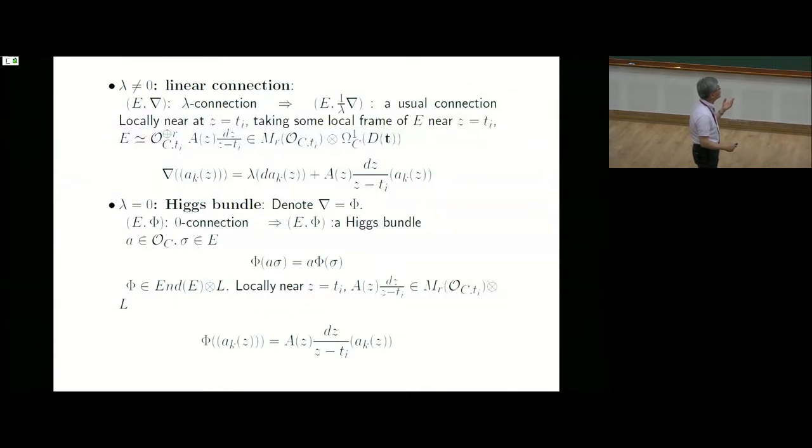And nabla can be written as a sum, with a matrix valued one-form with singularities like this. A is a holomorphic rank r by r matrix near t_i, and we have at most a first order pole here. So lambda nabla can be written like this: this is our derivation part, and this is our endomorphism part. And if lambda is zero, this part is dropped, and it looks like this.